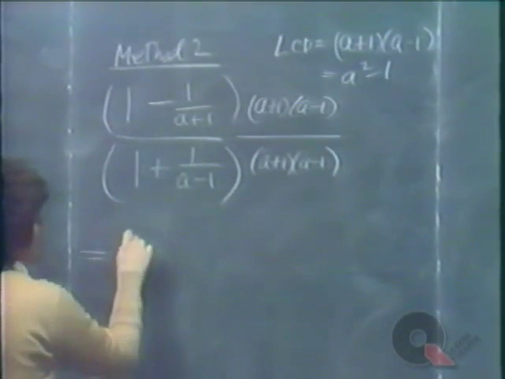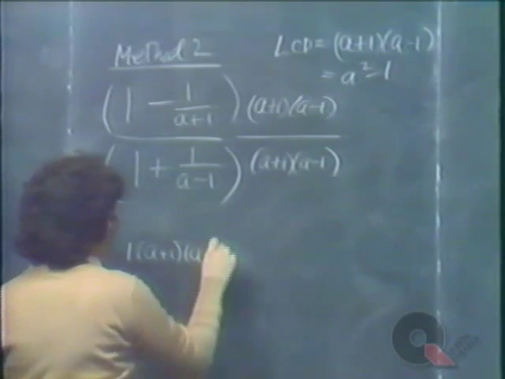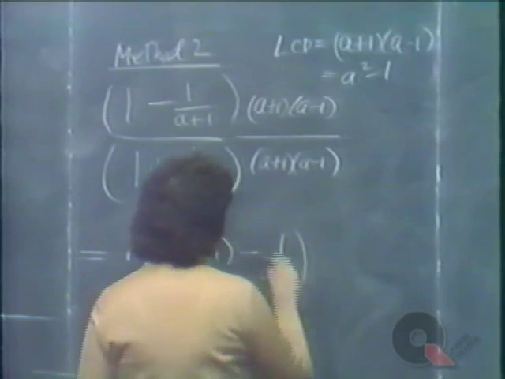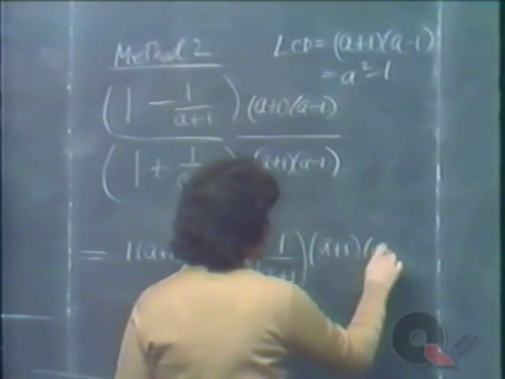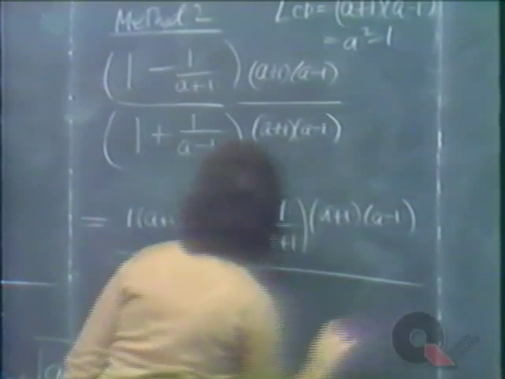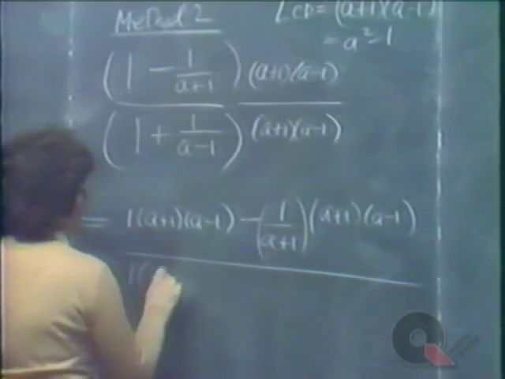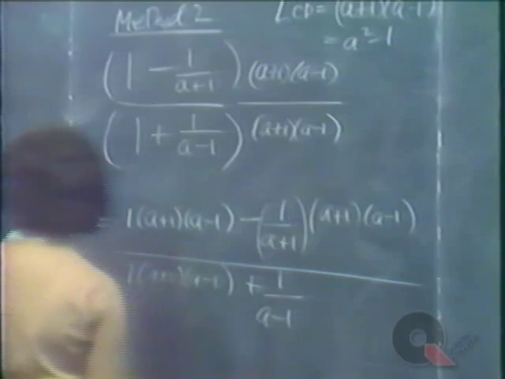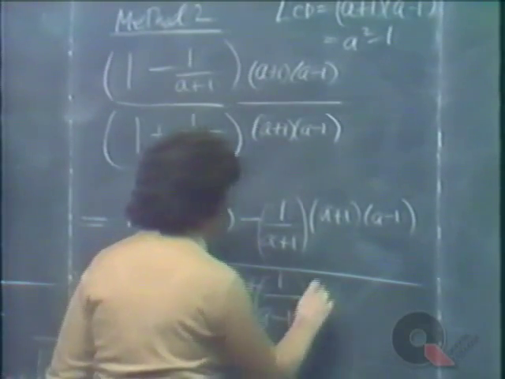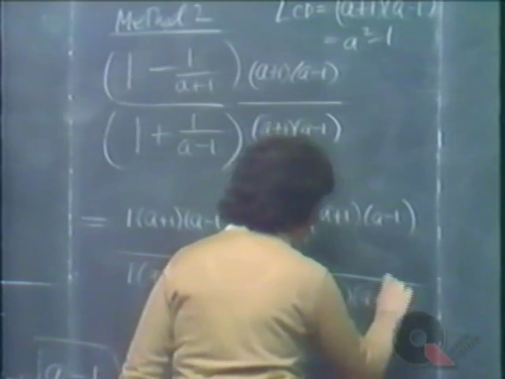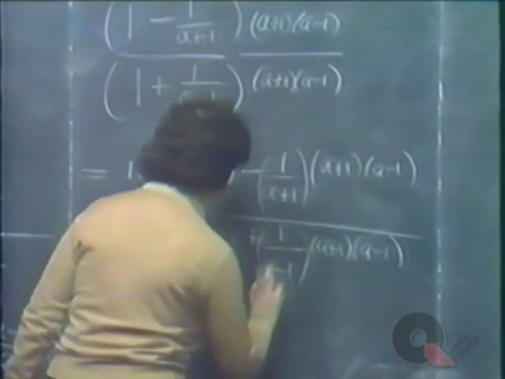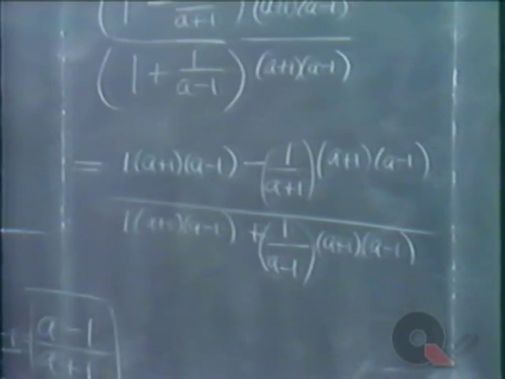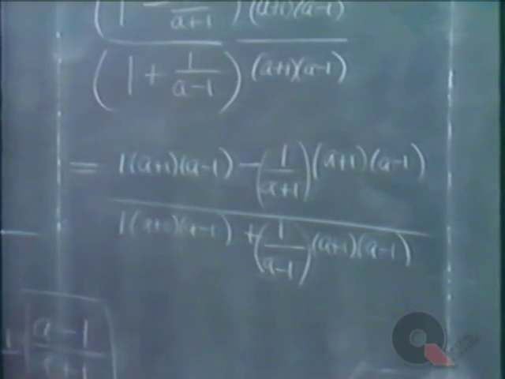It's going to be 1 times a plus 1, a minus 1, minus 1 over a plus 1 times a plus 1, a minus 1, over 1 times a plus 1, a minus 1, plus 1 over a minus 1, times a plus 1, a minus 1. Each and every term is multiplied by the a plus 1, a minus 1. Let's see what we get.